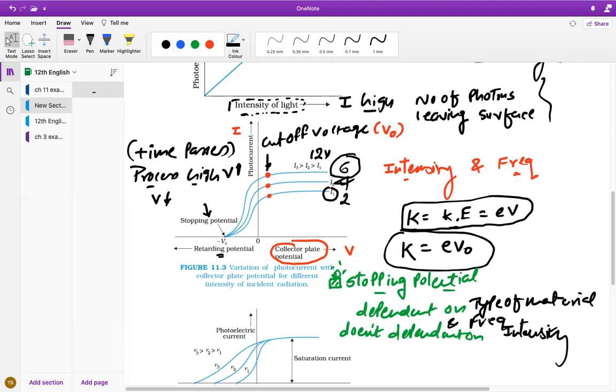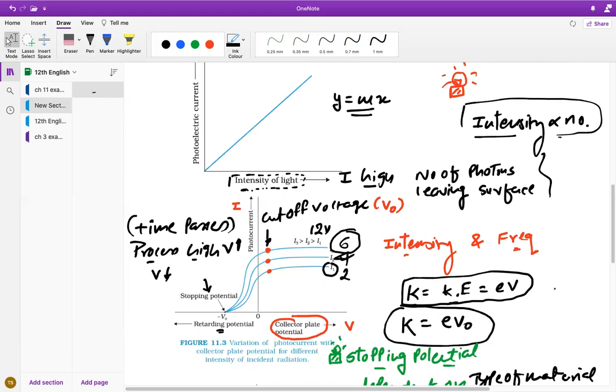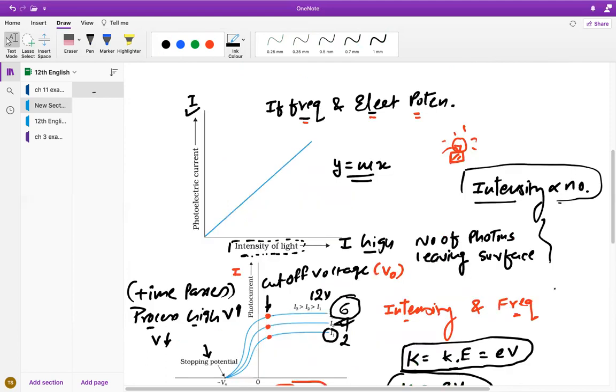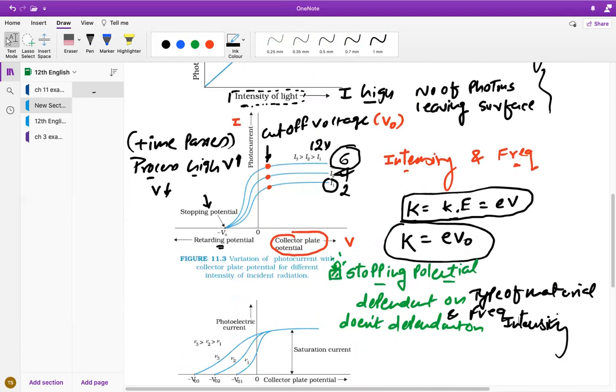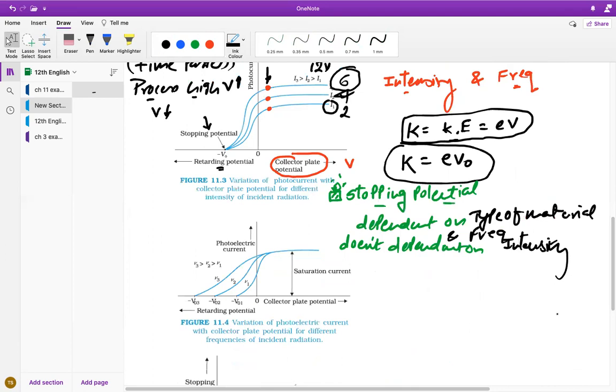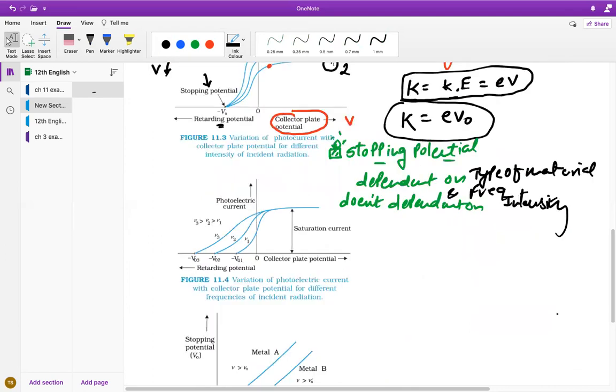Okay, so previously we saw that if we keep the frequency constant and the electric potential constant, then current and electric intensity is directly proportional to the number of photons. Second, we kept both frequency and intensity constant. So intensity is not dependent on the stopping potential; it has no relationship with intensity. It is only dependent on the frequency and the type of the material.